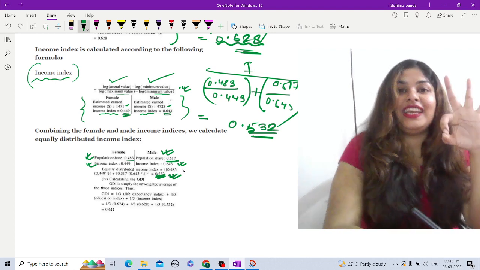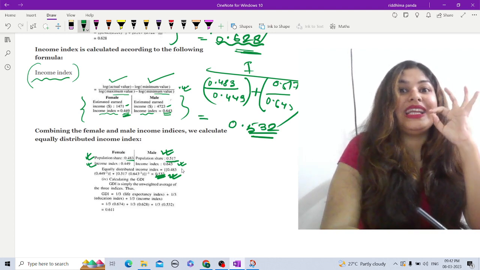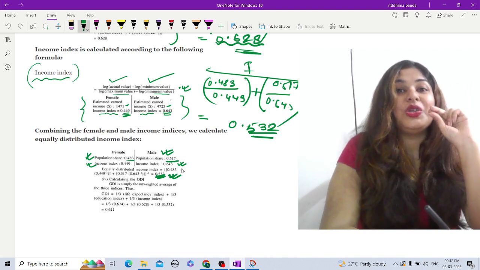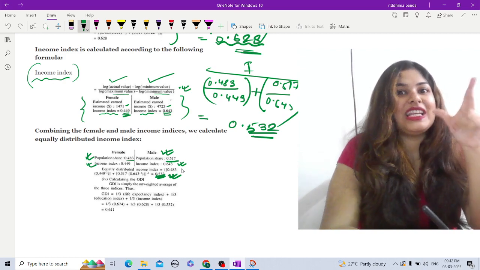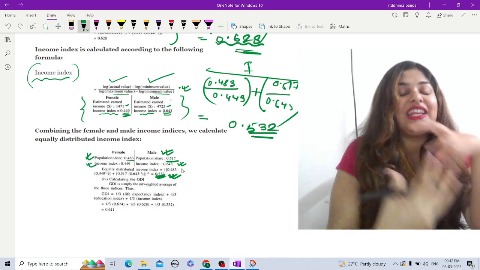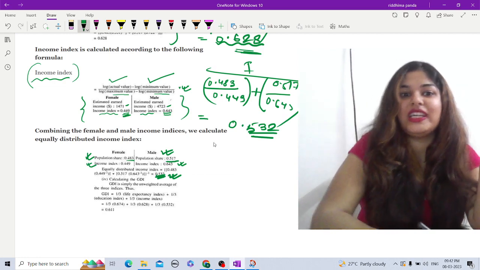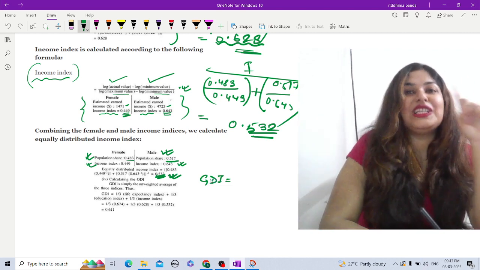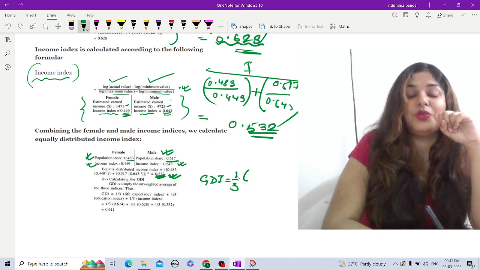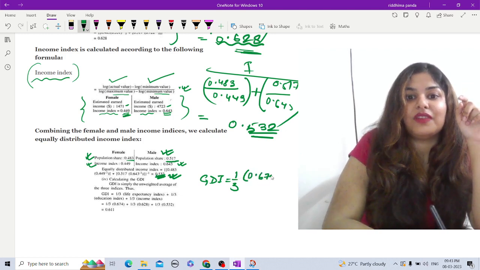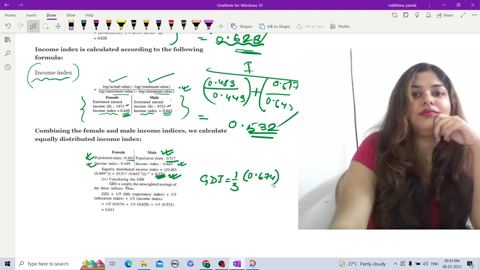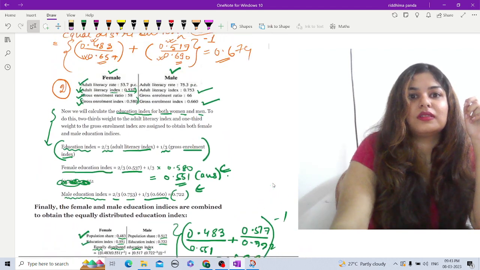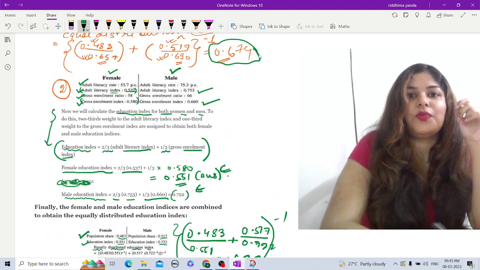So now we have three equally distributed indexes of the indicators, one for longevity, another one for education, and the last one for income. Now using these three equally distributed indexes, I can combine them, that is, take the average and finally calculate GDI. So what is the formula for GDI? GDI is equal to the average of these three equally distributed indexes. So that is 1 by 3 into the first one, which was 0.674. If we go up, we can find it. Yeah, here the first one was this 0.674.